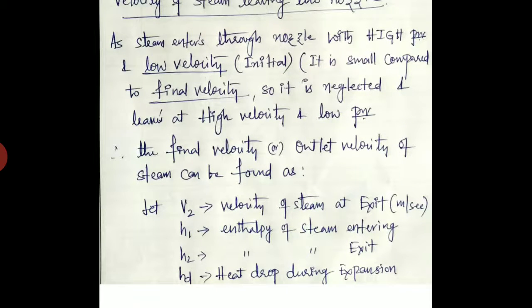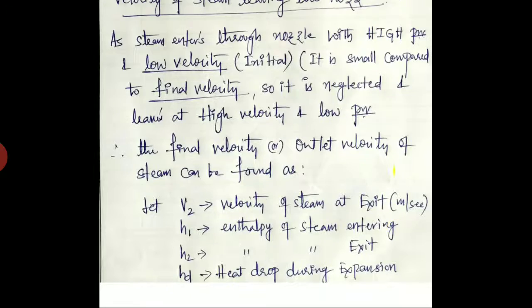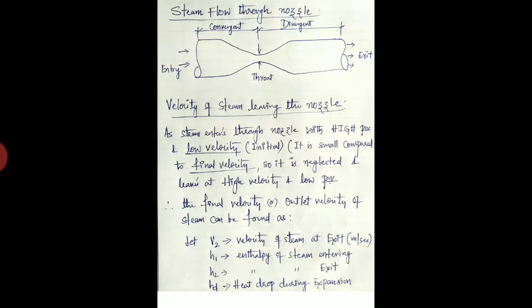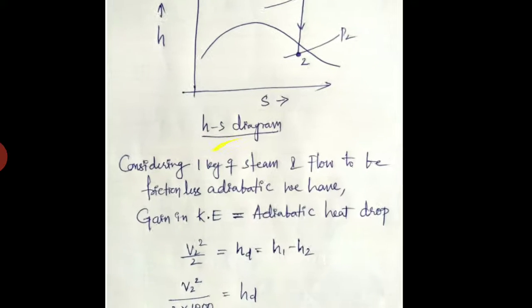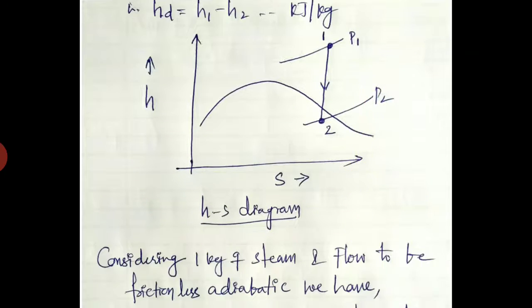So the final velocity or outlet velocity of steam can be found as follows. Let V2 be the velocity of steam at the exit, H1 the enthalpy of steam at the inlet, H2 the enthalpy of steam at the exit, and HD the heat drop. Yesterday I was explaining what that heat drop is, the drop in heat with the drop in pressure. If you see the HS diagram, the enthalpy entropy diagram, with P1 as the pressure line and P2 as the pressure line, what happens?